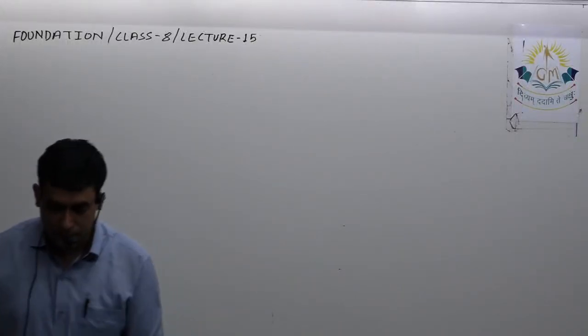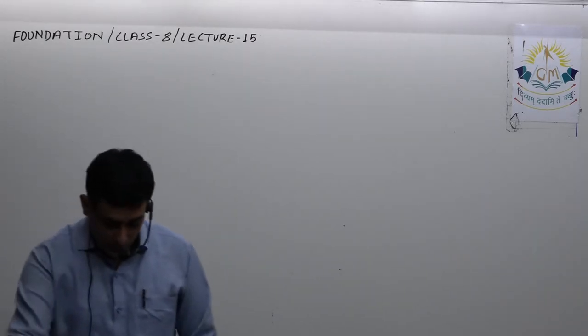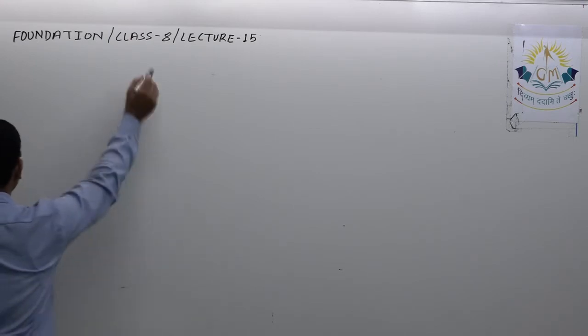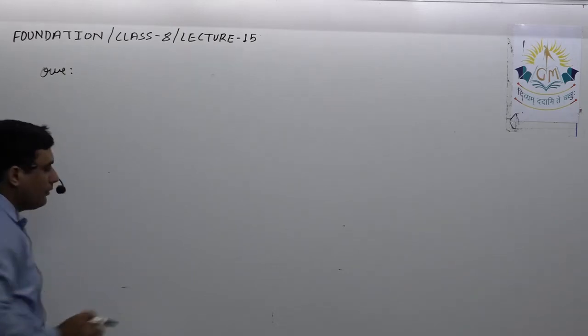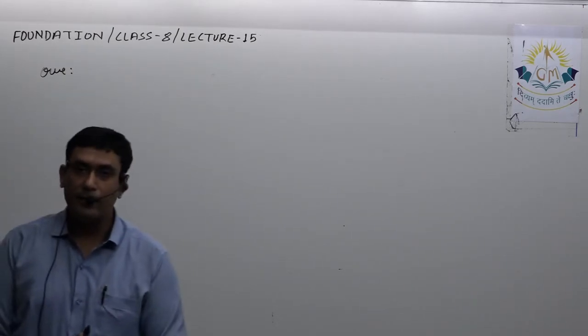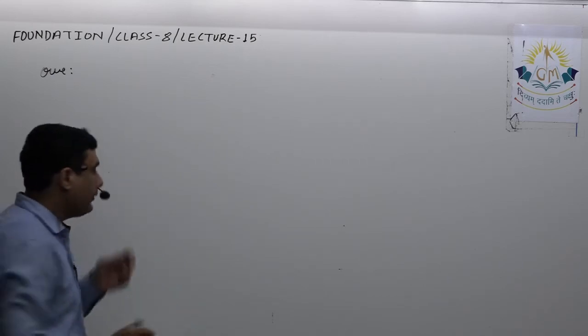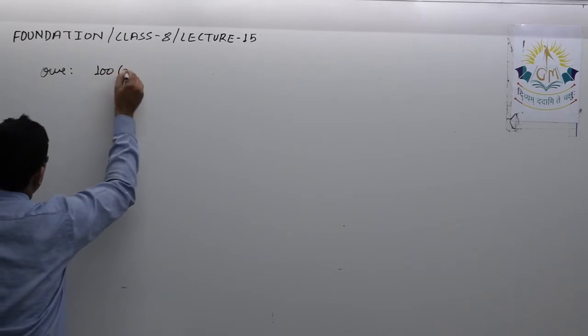Hello friends. Okay, so we were in the chapter of factorization, so let us continue with the same. So here is the next question. If you remember, in the last lecture we were solving factorization questions related to the identity a square minus b square, so we'll continue with the same.